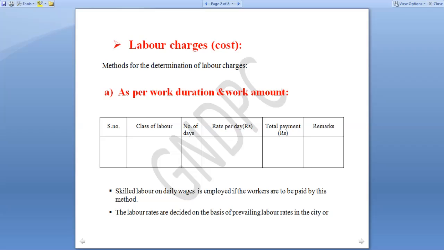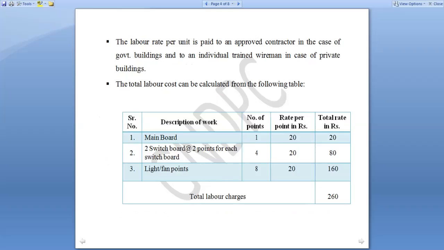If the wiring work is to be completed on this method, that is, on the duration and work amount, then skilled workers are generally employed, and that too on daily wages. Now, the decision to employ the number of persons actually depends upon the number of electrical points to be wired and the number of days for the completion of the work. The labor rates are decided as per the current labor rates in the city or the suburban area.